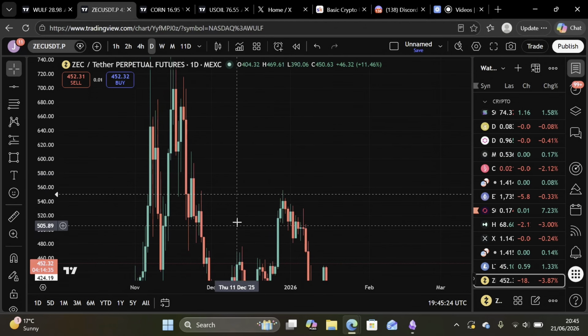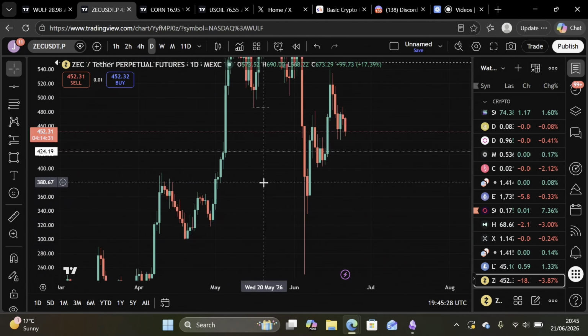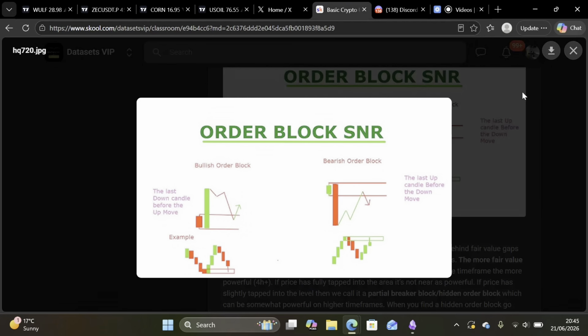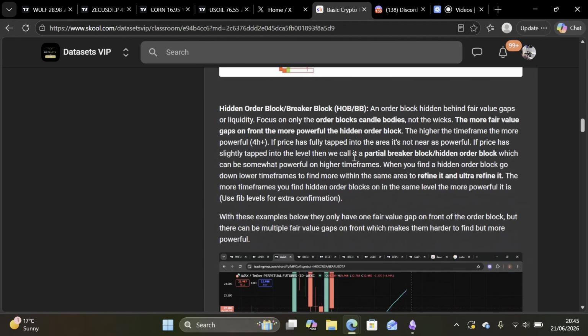Order block there. Yeah, there's order blocks everywhere. Now let me show you what a breaker block or a hidden order block is. So we come down here. A hidden order block is an order block hidden behind fair value gaps or liquidity. Focus only on the order block's candle bodies and not the wicks. The more fair value gaps in front, the more powerful the hidden order block. The higher the time frame, the more powerful. So 4 hour plus.